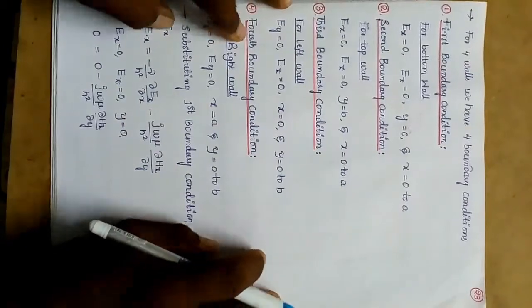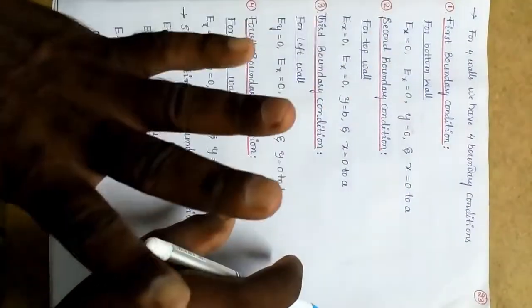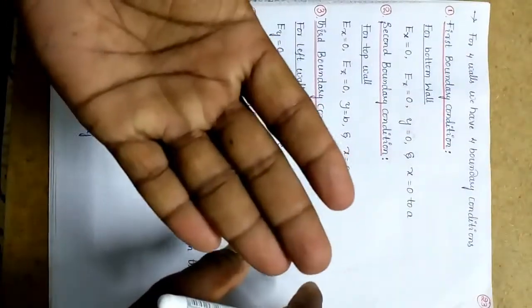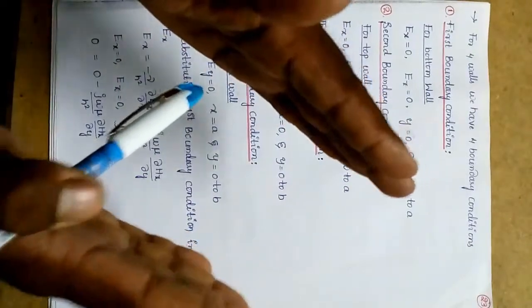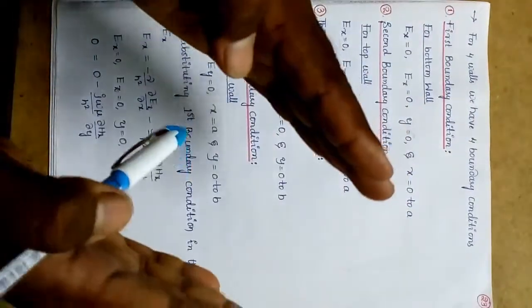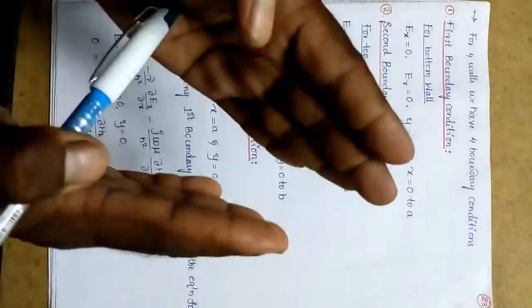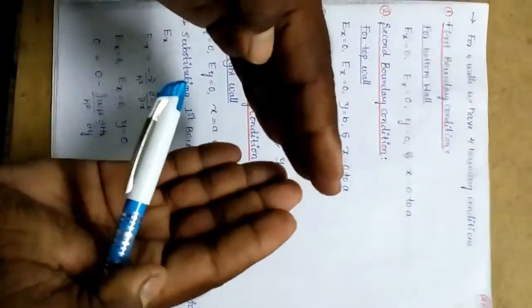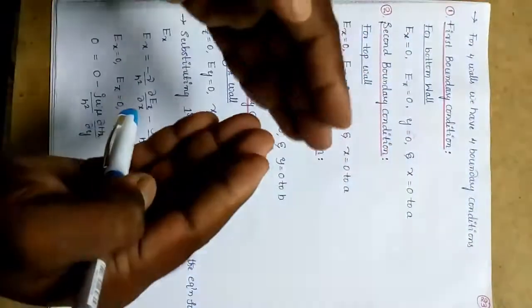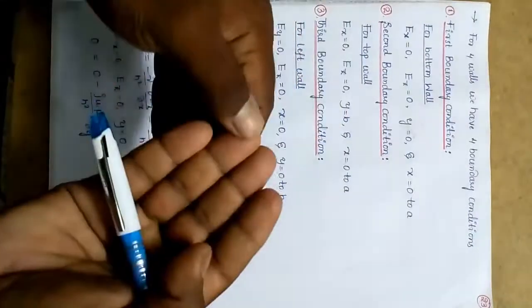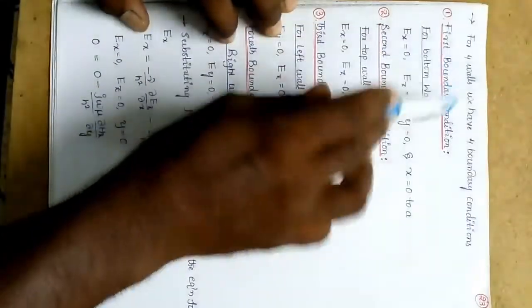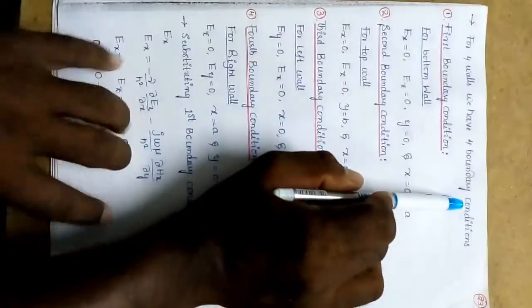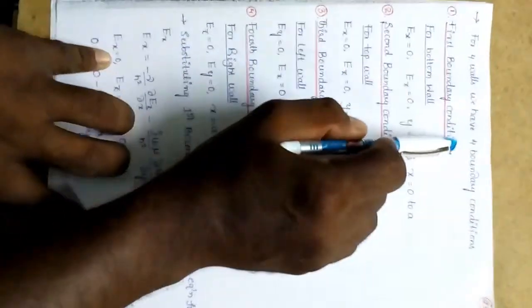Actually a rectangular waveguide has 4 walls: bottom wall, top wall, and 2 side walls, that means right wall and left wall. According to these 4 walls, just imagine the first boundary condition for which wall, second boundary condition for which wall, third and fourth boundary condition for which wall. Yes, for 4 walls we have 4 boundary conditions. So the first boundary condition is for the bottom wall.